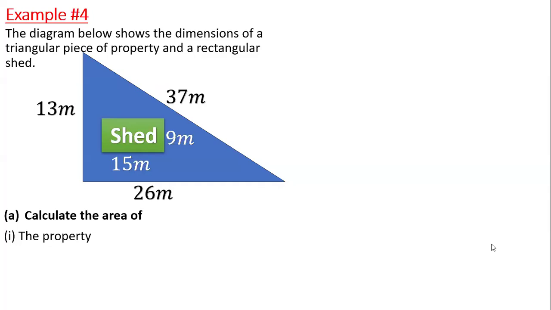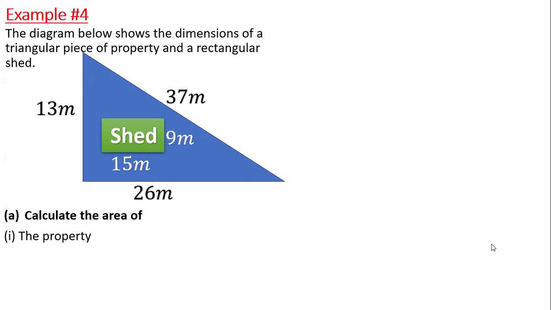They want the area of the property. Wouldn't that be the outside? I think the property is triangular, so it'd be 13 meters times 26 meters divided by 2. Yeah, that's what I think. Or it could be 13 meters times half of 26 meters, which would be 13 meters.